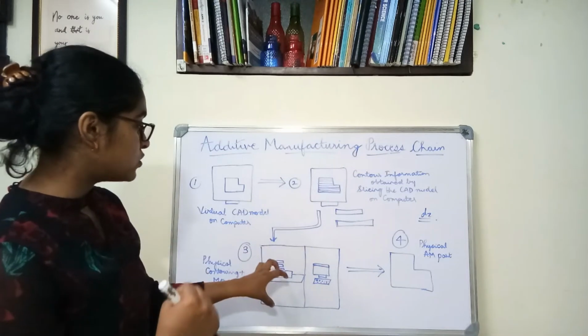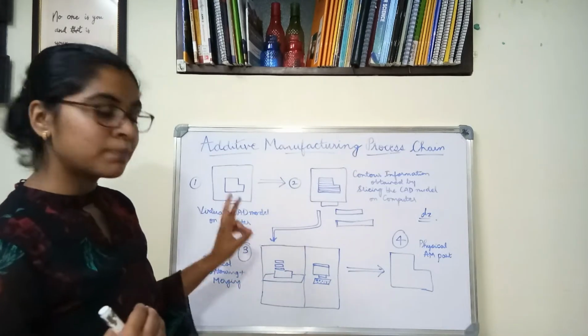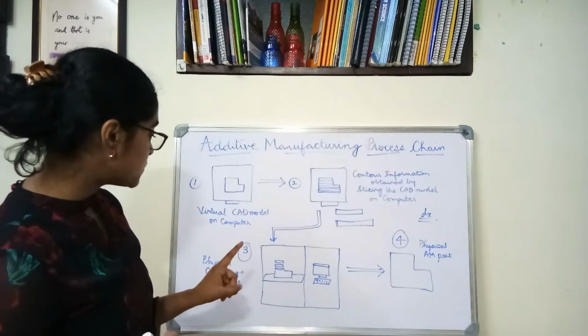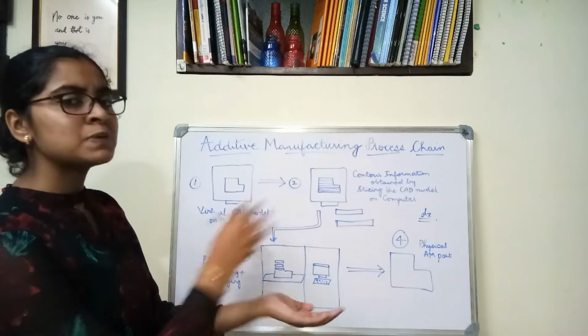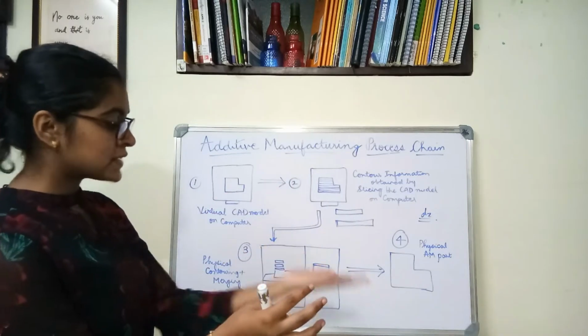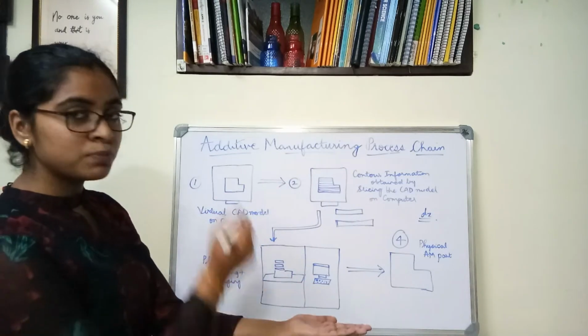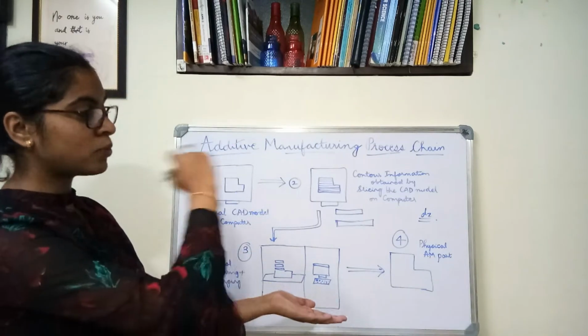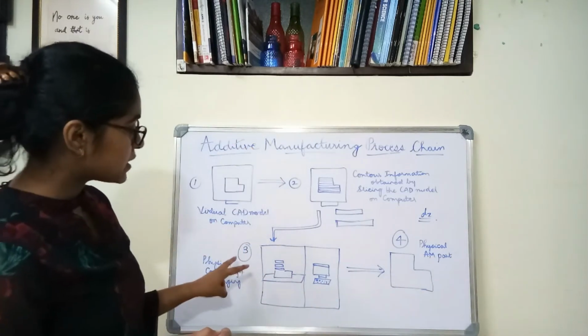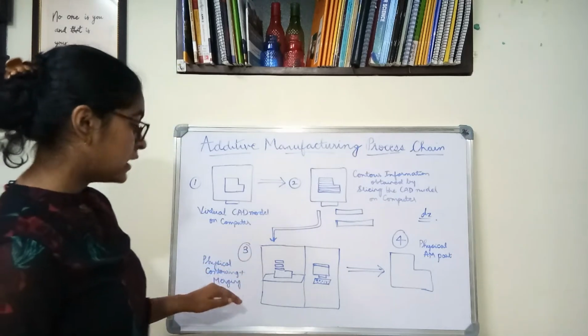After this is fed into the machine, two steps take place in this. The first step is the physical contouring, that is production of each layer of specific shape and dimensions. This happens again from bottom to top, bottommost layer, and then the model keeps growing till the topmost layer. And the second sub-step which occurs in this third step is merging.